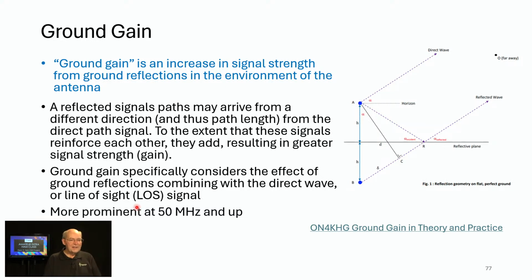Now, ground gain and Fresnel zones were introduced in this version of the pool questions. Something that is a little bit esoteric, but we'll mention it and give you enough background, hopefully, to understand why the right answers are the right answers. So ground gain is an increase in signal strength from ground reflections in the environment of the antenna.